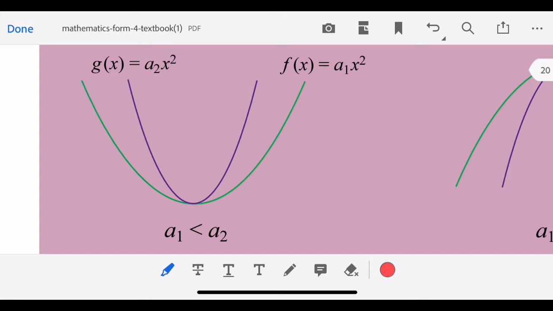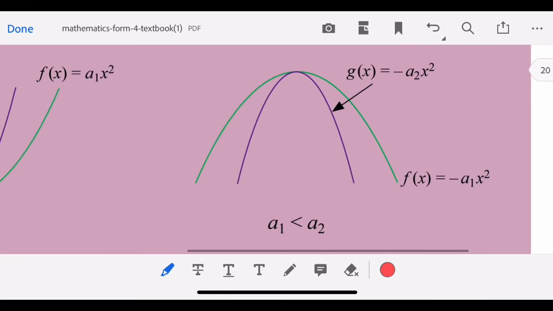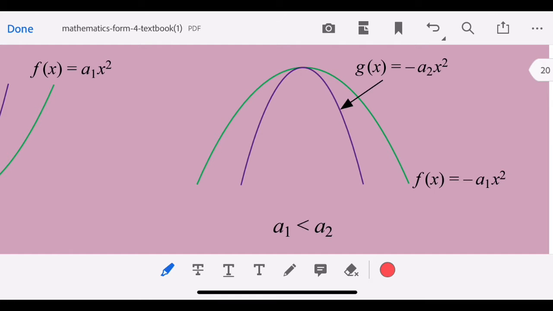Let's go through again. For a1 less than a2, you can observe that for a1, which is a smaller value, we have the shape in green color. For the a2, which is a bigger value, the shape is in purple color. It's narrow where the a is bigger. And the same applies for the a1 and a2 when the value of a is negative.